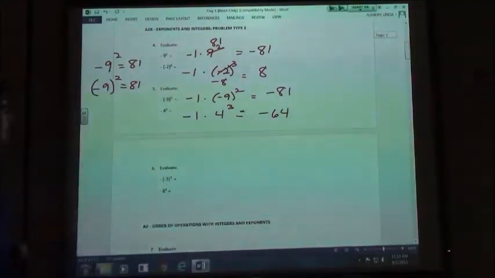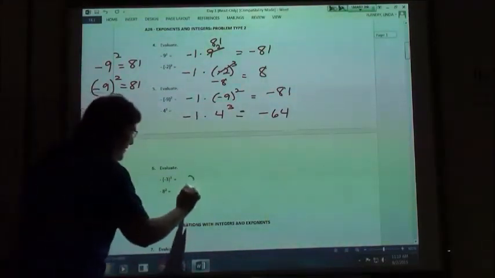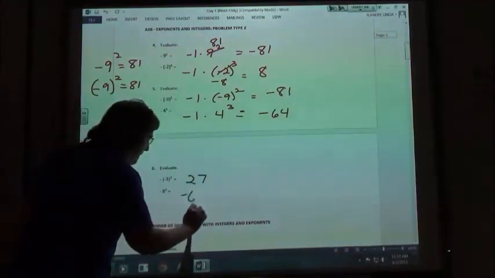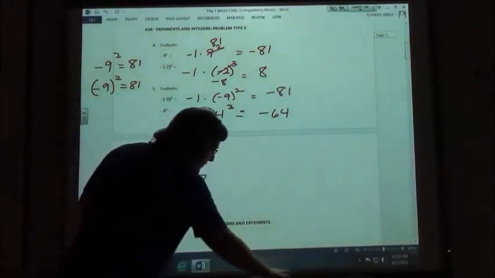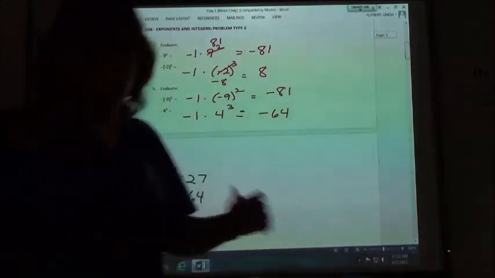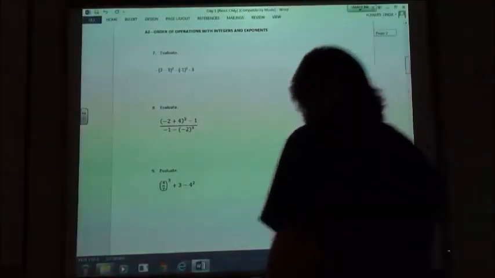So, number 6. If I do negative 1 times negative 3 cubed, my answer would be 27. And if I do negative 1 times 8 squared, I would get negative 64. Questions on those 3? Easy enough. Just keep in mind that if it's not in parentheses, order of operations.